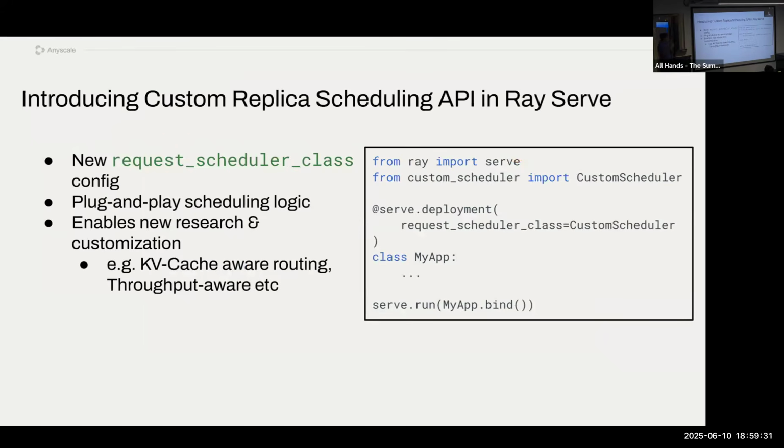The nice thing about this effort is that now we have a new concept in Ray Serve that allows you to customize your routing strategy. So when you're defining a Serve deployment, you can have your custom request routing class that can incorporate your own desired metrics, make it KV cache aware, throughput aware, any type of function that you want to use.